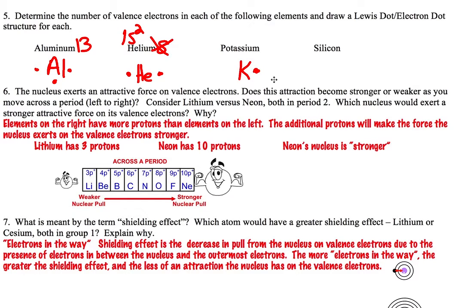All right, potassium's in group 1. Potassium loves to get rid of that 1 valence electron. Even though it's got 19 total electrons, we don't care about 18 of those. We only care about the 1. Silicon is in group 4, so it's got 4 valence electrons.